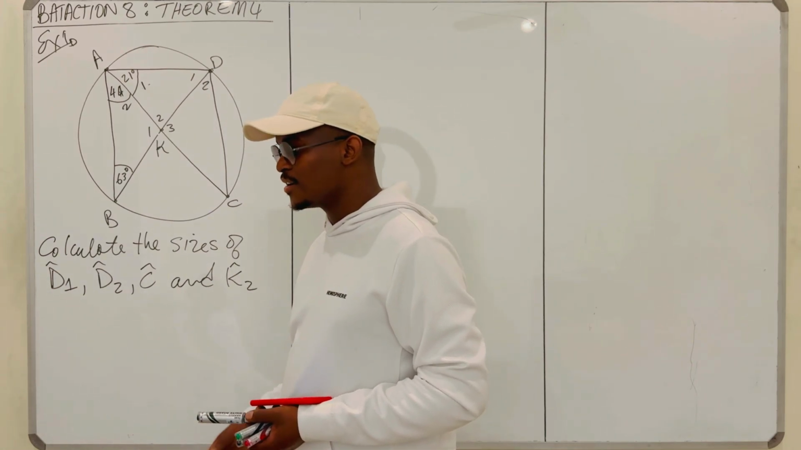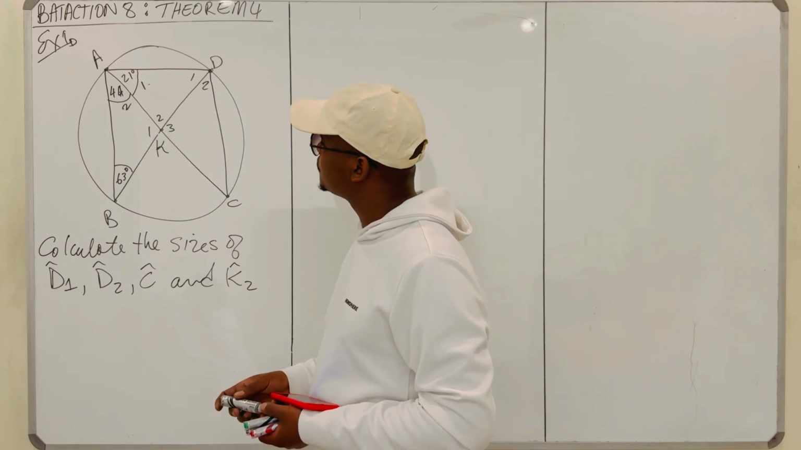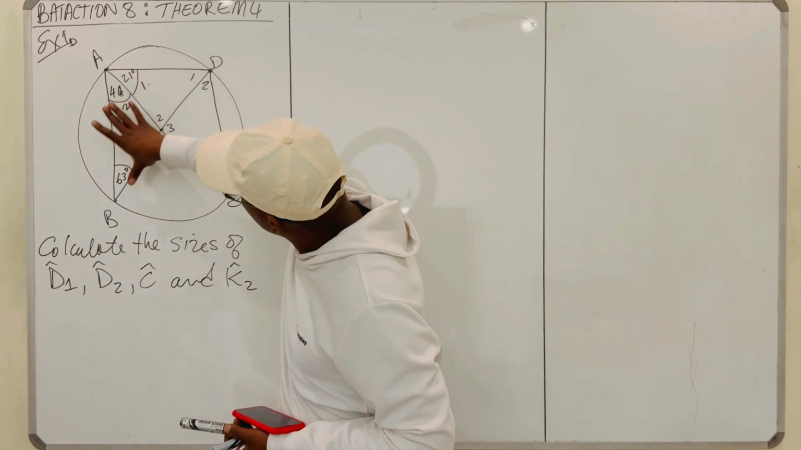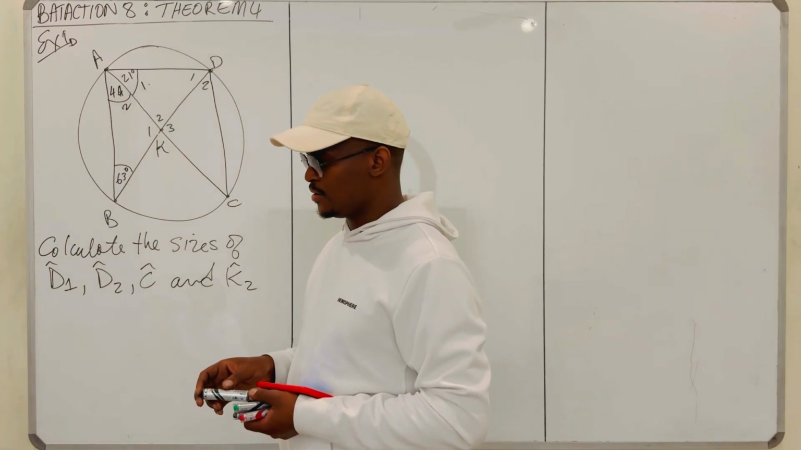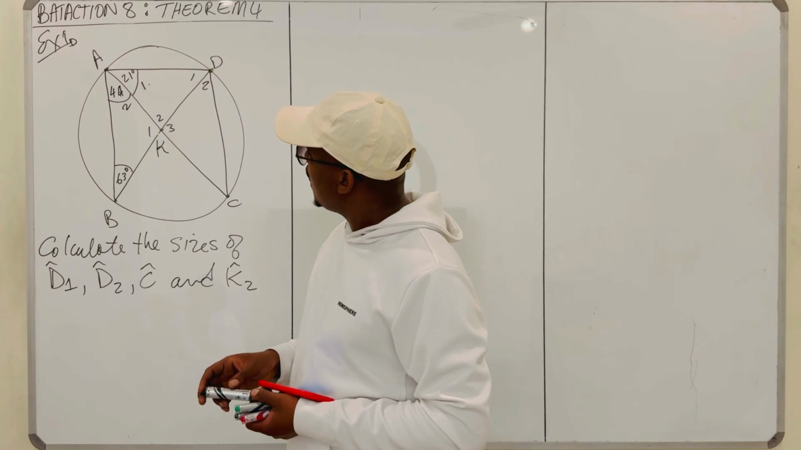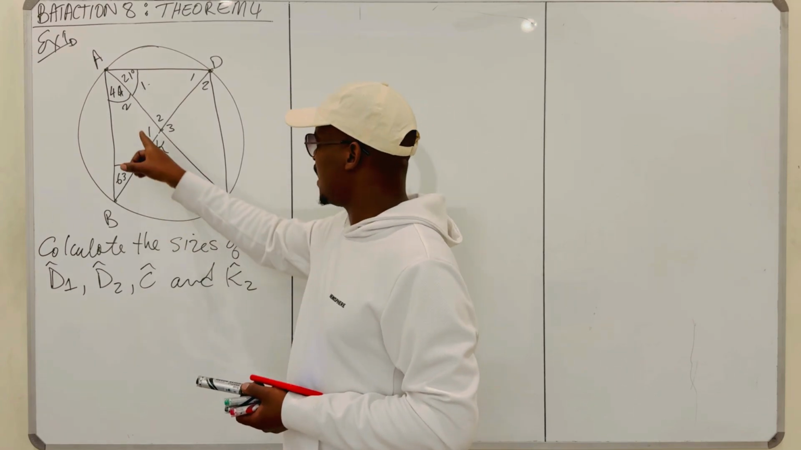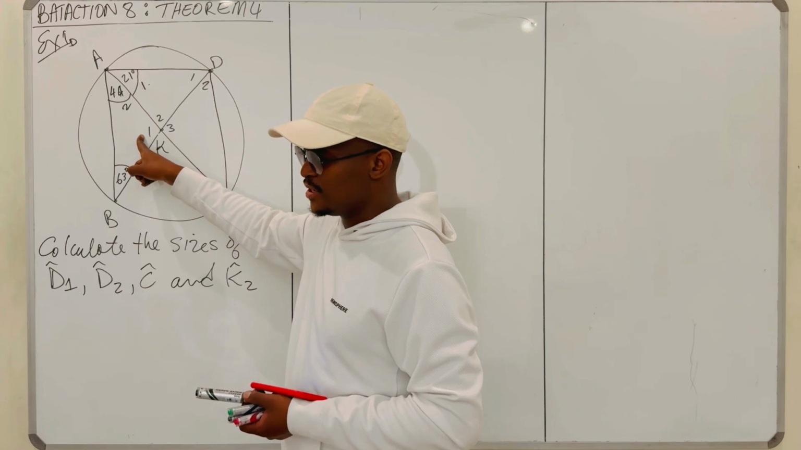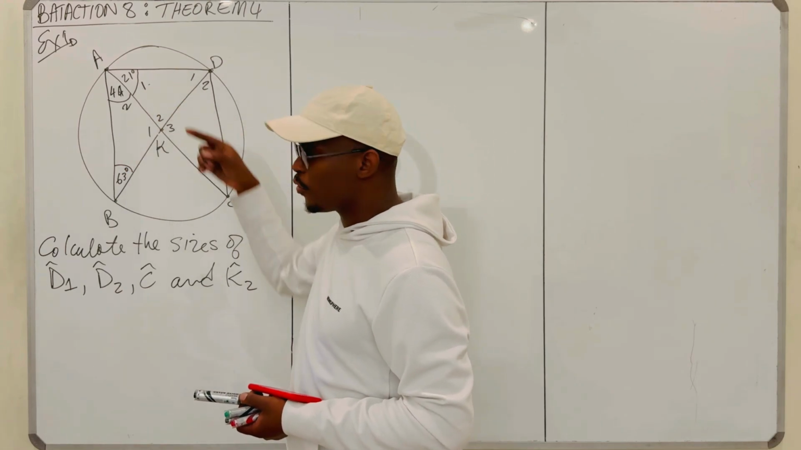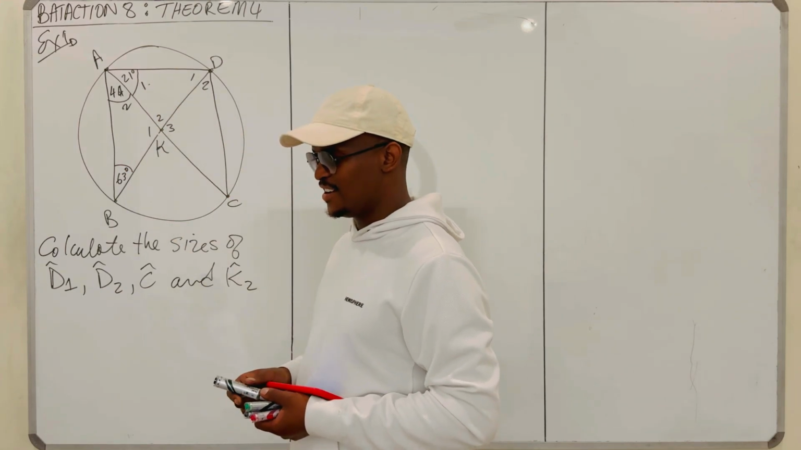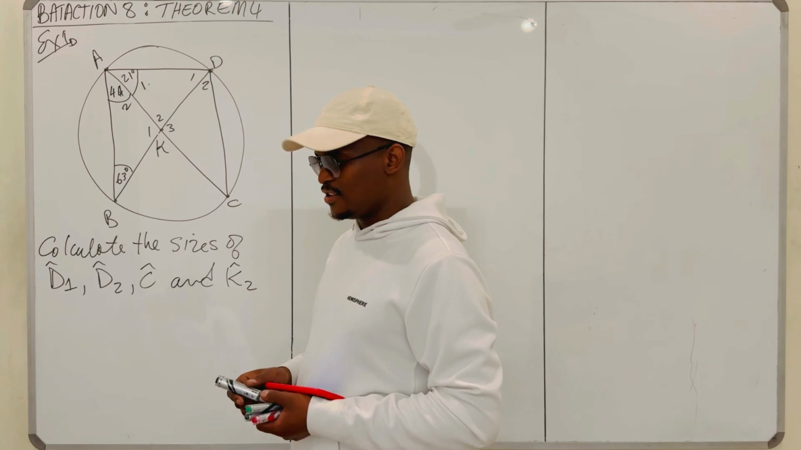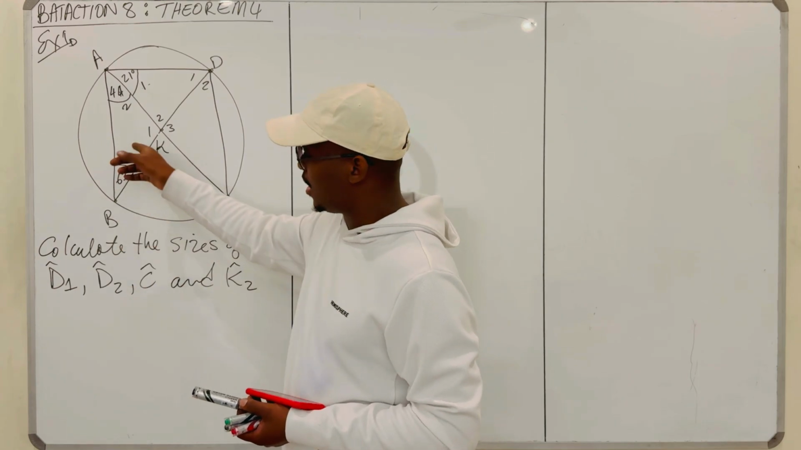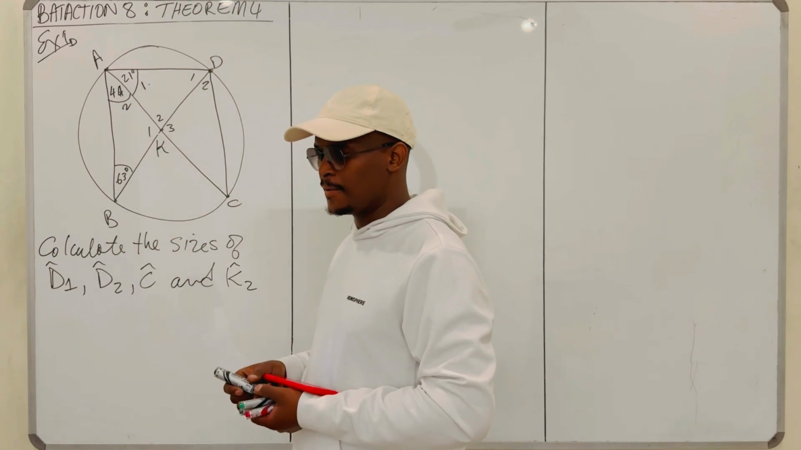You said angle D1 is subtended by AB. What about angle K1? Yeah, subtended by AB as well, but what is it? We don't even know what it is. Even if we knew, what are we going to do with it, because K is not the center? So even if we knew what it was, it would not be very helpful.